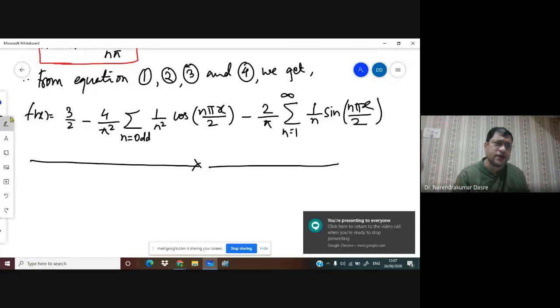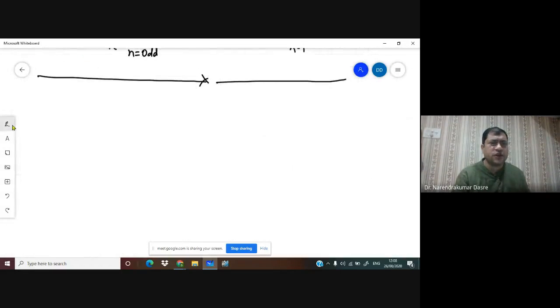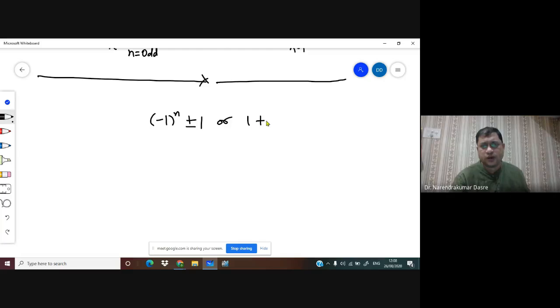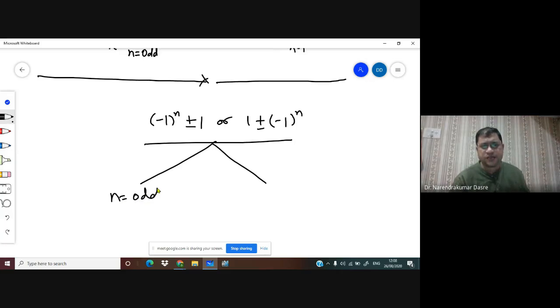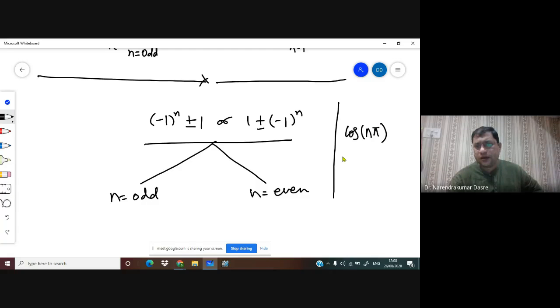See, when we have to check that minus 1 raised to n kind of thing: if you have the term minus 1 raised to n plus or minus 1, or 1 plus or minus 1 raised to n, then only you have to check what happens if n is odd and what happens if n is even. And precisely this term will come if you have cos of n pi or cos of n plus or minus 1 pi.